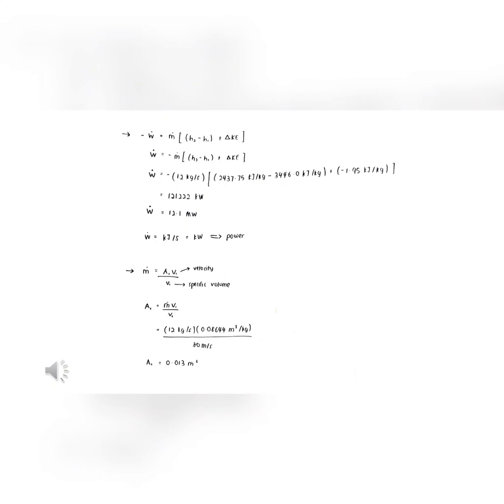For the area in inlet, we can use the equation for mass flow rate. Mass flow rate equal to area multiplied by velocity divided by specific volume. So area for inlet is 0.013.